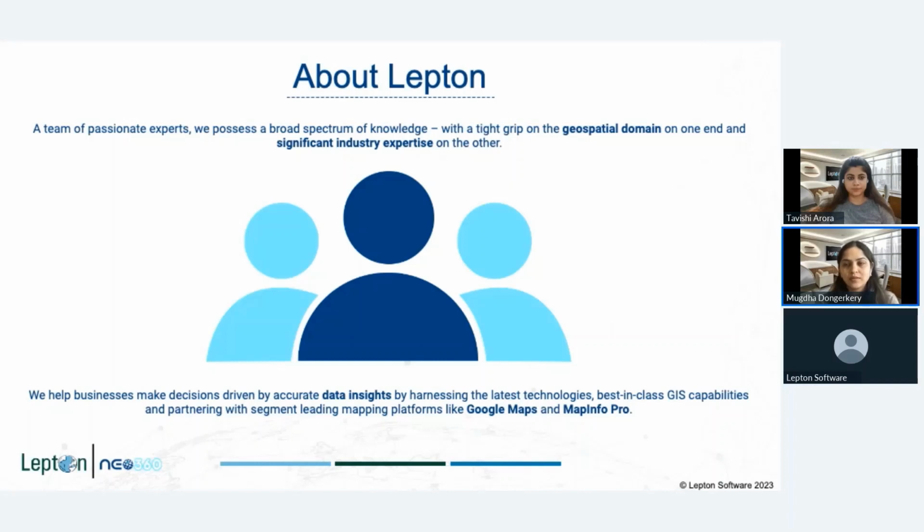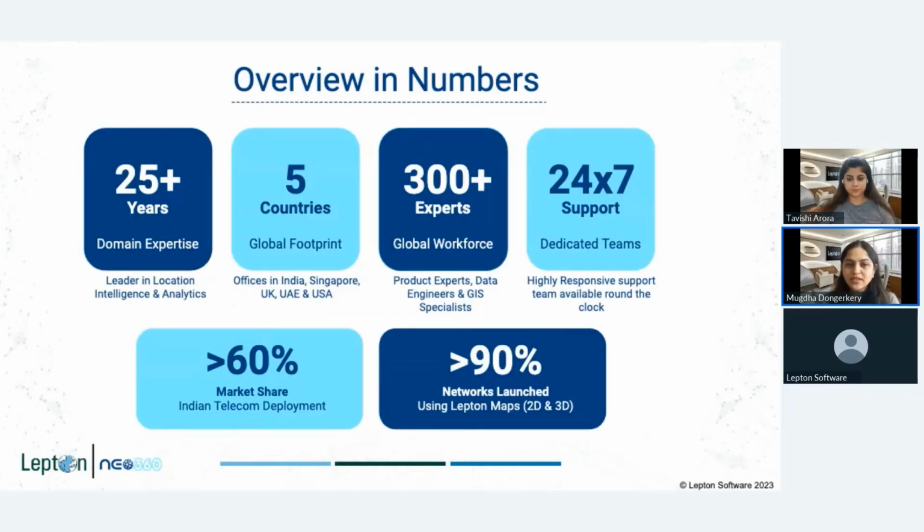We have been in this business for almost 25 plus years. We have a presence in 5 different countries, and we have a great team of 300 workforce. We have dedicated teams that support our customers 24 by 7. In Indian telecom deployment, we hold a 60% market share, and almost 90% of the networks launched for 3G, 4G, and before 5G are launched using Lepton maps, 2D as well as 3D.